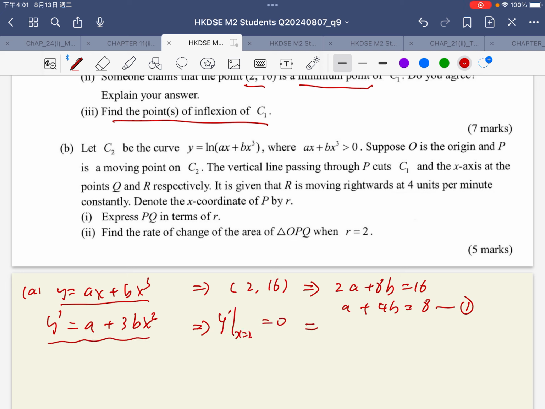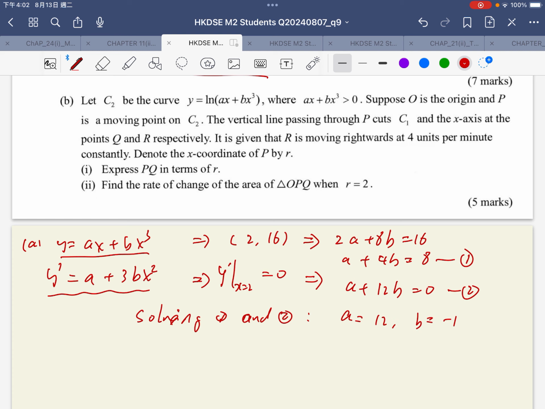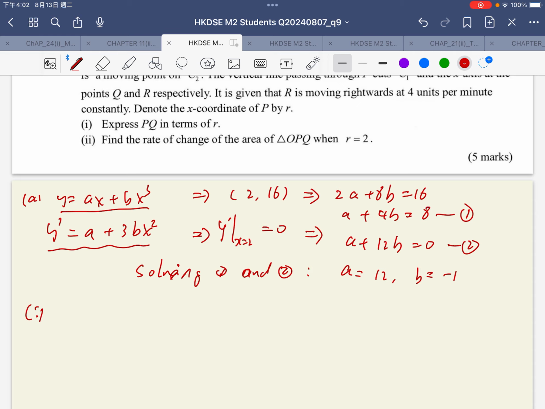For equation 2, we put x equal to 2 into the derivative, equal to 0, since (2, 16) is a stationary point. So a plus 3 times b times 2 squared, which is a plus 12b, equals 0. Solving 1 and 2, we have a equal to 12 and b equal to -1.